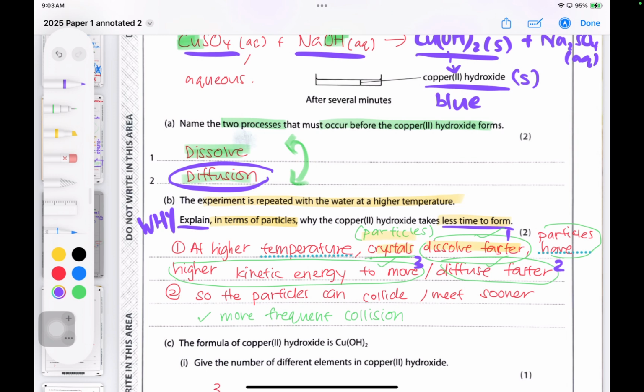So you could just simply say at higher temperature the crystal dissolves faster, and you will have gotten the first mark. Or you could say at higher temperature the crystal diffuses faster. That's also the first mark. Or you could say at higher temperature the particles have higher kinetic energy.